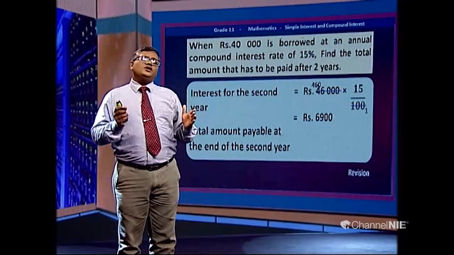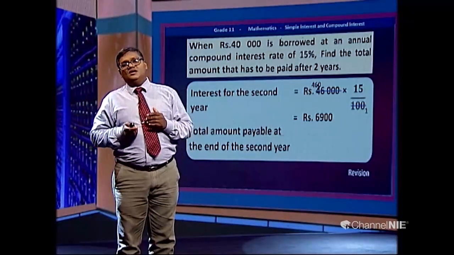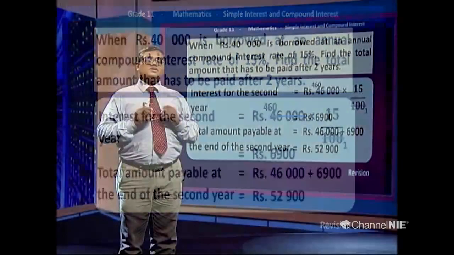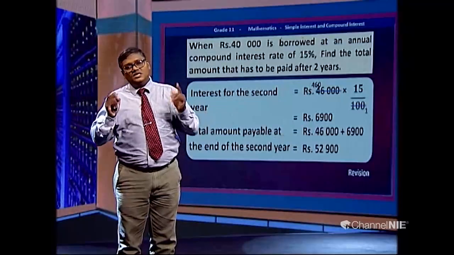Then we are going to find the total amount. How to find the total amount? The first year interest is 6,000, the second year interest is 6,900. The principal amount is 40,000. Then 40,000 plus 6,000 is 46,000, plus 6,900, is 52,900. Now can you remember what we did? We calculated the interest for the first year, added it to the amount, and calculated the interest for the second year and again added it to the amount. Then the answer is 52,900.